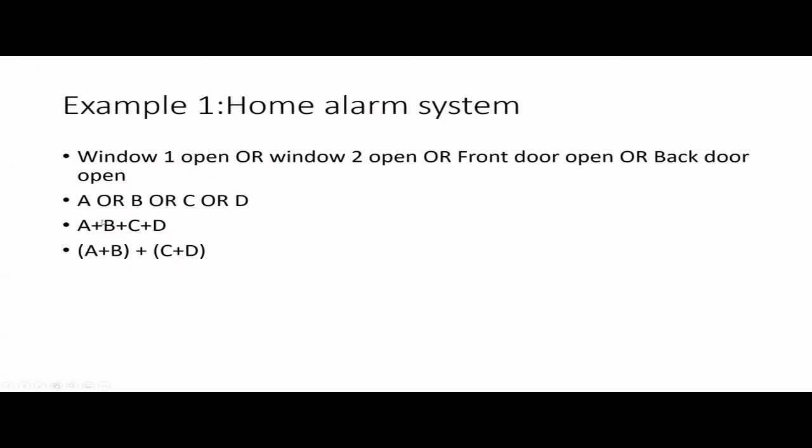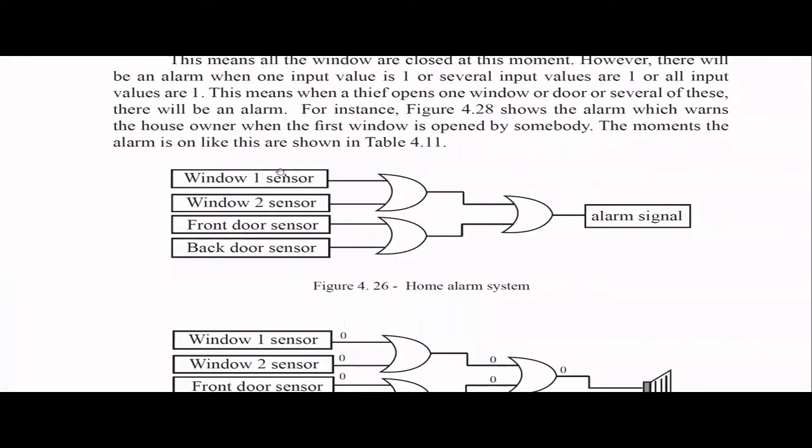So OR means the plus symbol like this. So A or B or C or D. They have bracketed it up, right? That means A and B, the windows, are done separately, and C and D, that means the doors, are done separately. But it's not a must to do. Now, if you see the textbook again, you will understand this. So here, the window sensors are done separately, front doors and back doors are done separately. But this one you can do with one single OR gate also.